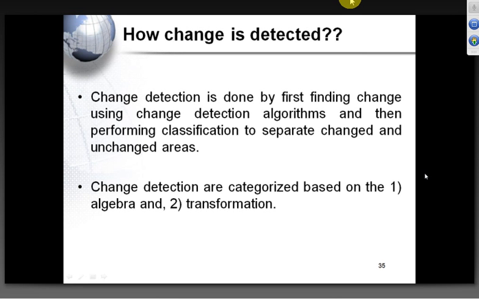So how is change detected? First we take the initial image, and further change detection is done by finding the change using change detection algorithms. After that, we apply classification over them to separate changed and unchanged areas. Change detection techniques are characterized based on algebraic transformation.